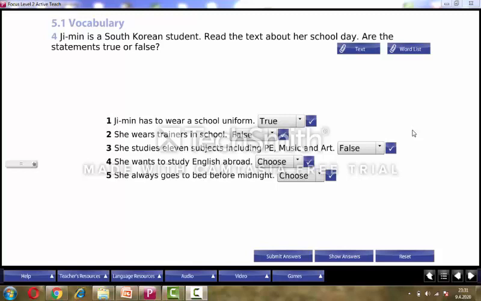Okay, sentence number 4. She wants to study English abroad. This one is simple. Yes, you're right. It's true. Number 5. She always goes to bed before midnight. What do you think? Yes, you're right. This one is false. She carries on working, studying, sometimes even until 1 or 2 a.m. Okay.